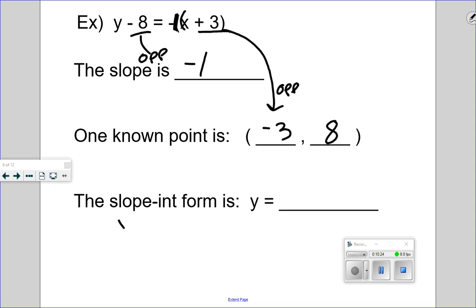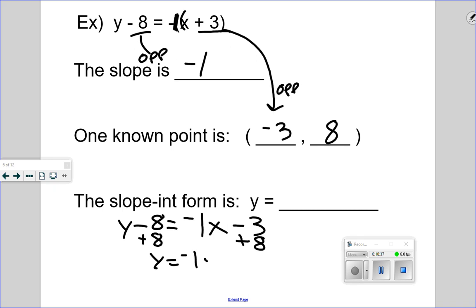And for this one, the slope-intercept form of this line, you have to distribute a -1. So it's -1x minus 3. Then to isolate y, we add 8 to both sides. And we get -1x plus 5 for our slope-intercept form. So that's the slope-intercept form of the line. The slope is -1. The y-intercept is 5.